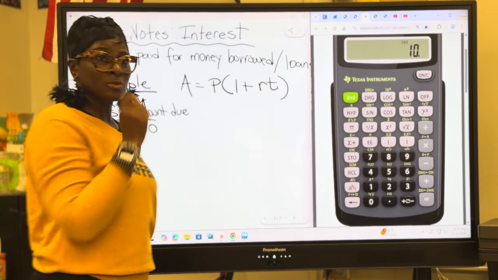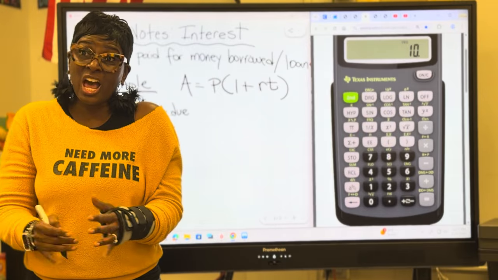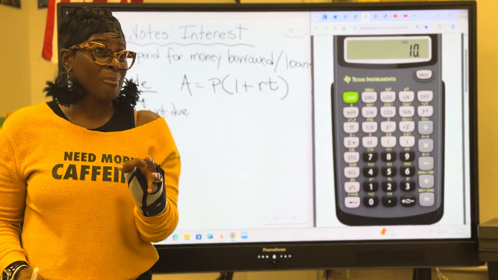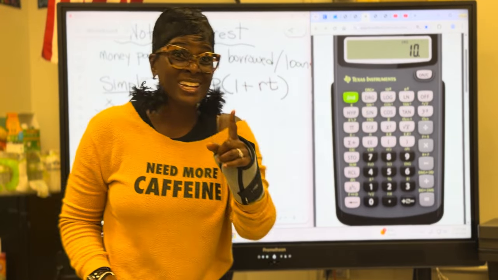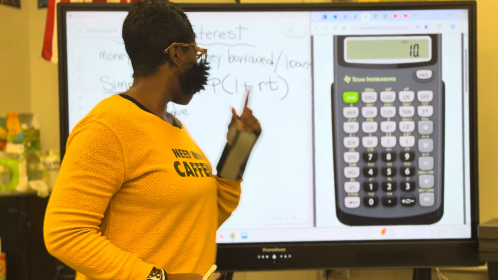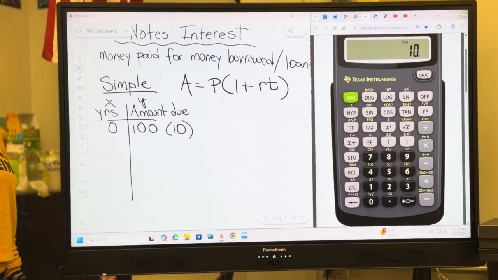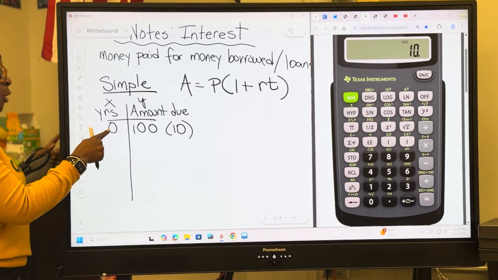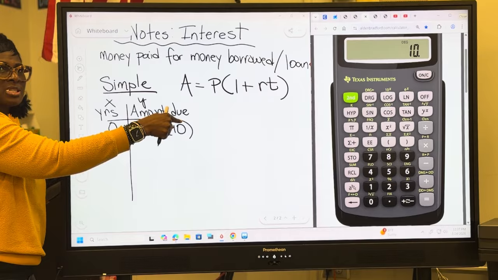What is that? 10. 10 what? Dollars. So 10% of $100 is $10. So what does that mean? That means Aiden is going to pay me what? $10 every single year. Right? So he's going to give me $10. I'm just putting this off to the side so we can see it. So at year 1, at the end of the year, Aiden's going to give me $10.